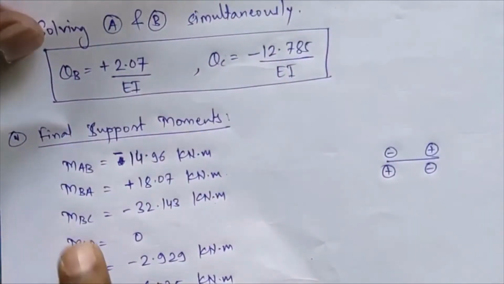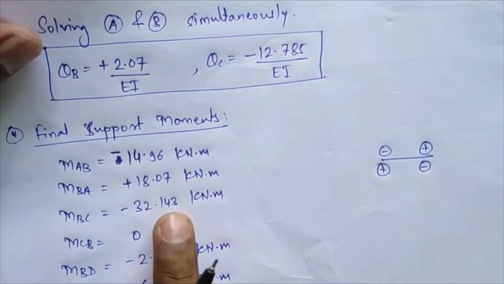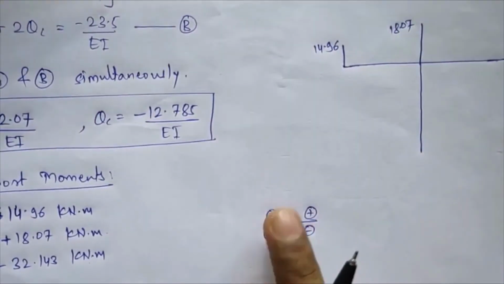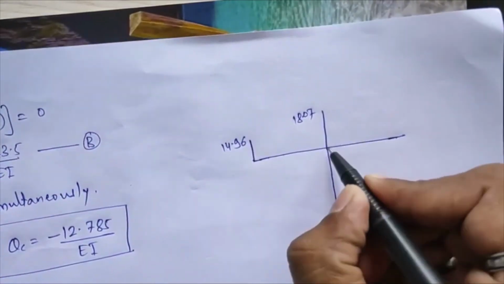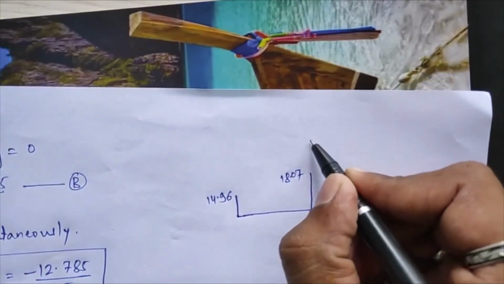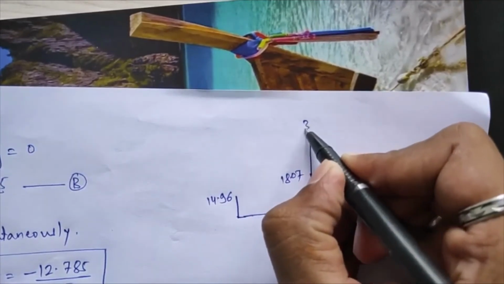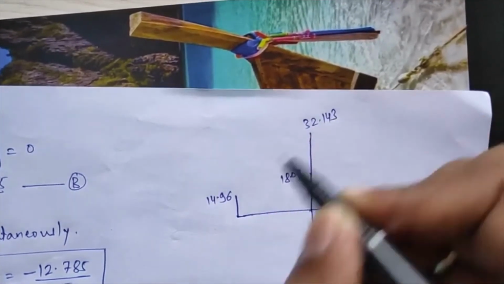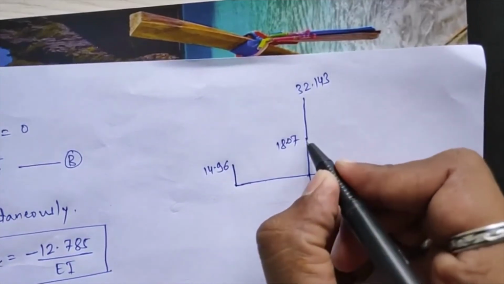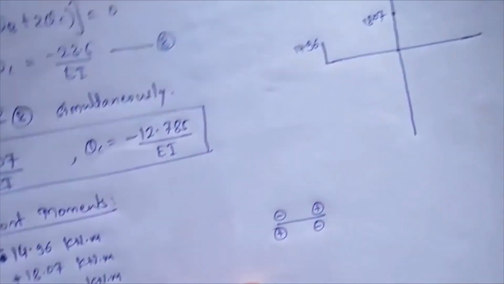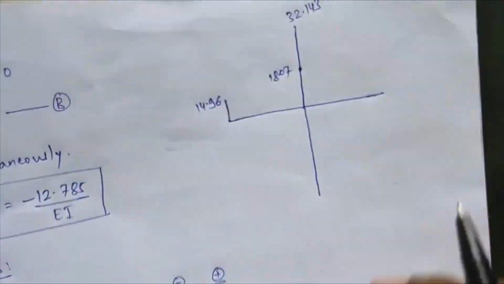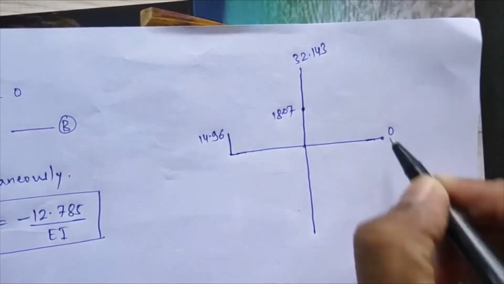Okay, now BC moment we are having minus 32.143. So negative it is, again it will be plotted on upward side over there. So from this point to somewhere here, that will come 32.143 over there. Okay, and the next moment MCB, that I am getting directly here equal to 0.